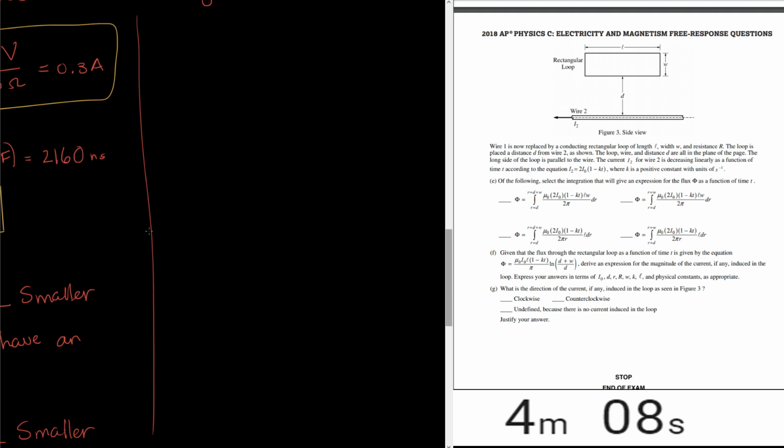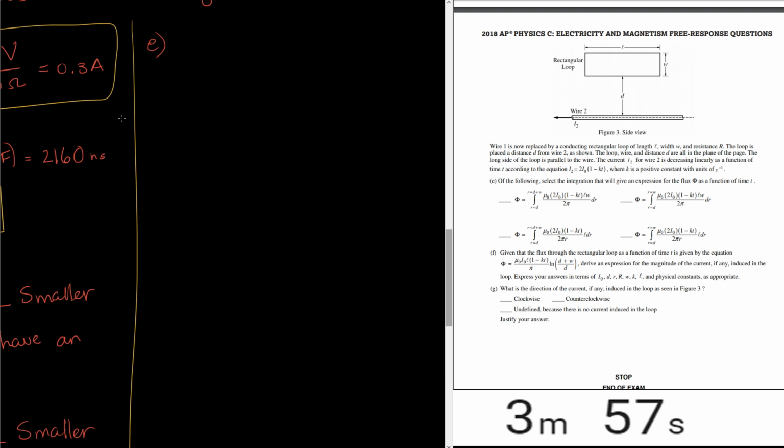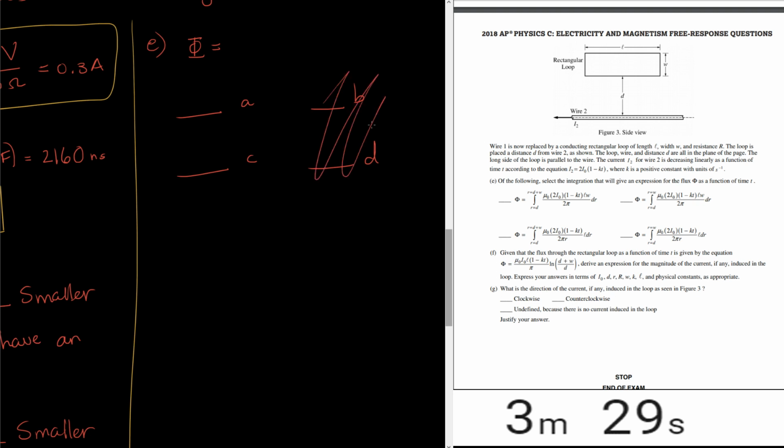So here we're on part E. Of the following, select the integration that will give the expression for the flux as a function of time. The magnetic flux is going to be the integral from D to D plus W. That already removes, so let's call these A, B, C, D, that already removes B and D. Get rid of them.